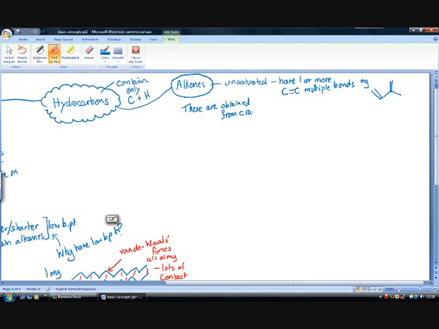Now these are obtained from cracking of long chain alkanes. And that is the breaking down of long chain alkanes into more useful shorter chain material.